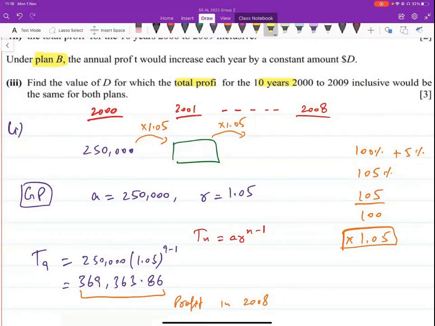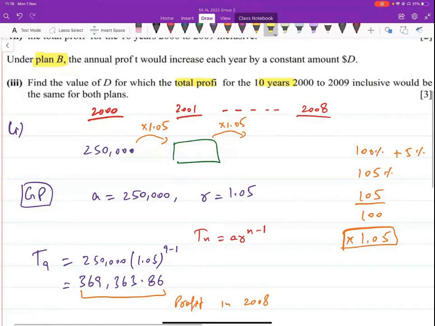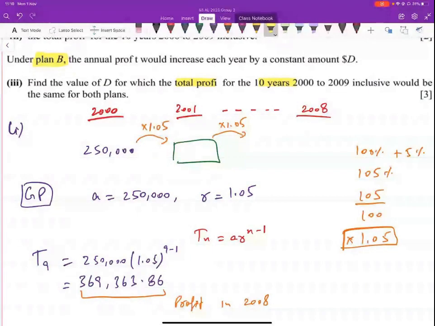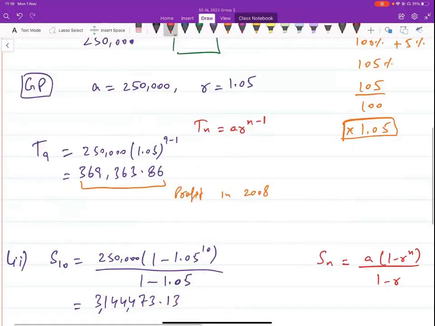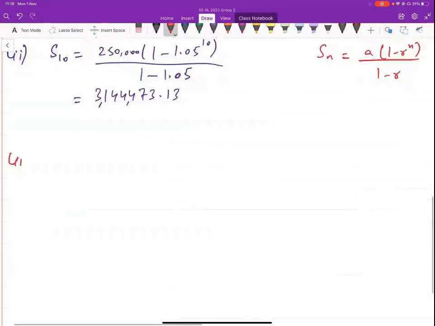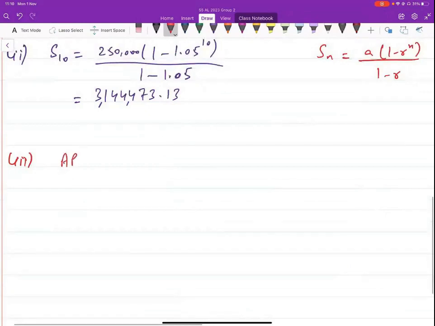So we have to find the value of the difference such that the sum remains the same as the one that we got under plan A. What do we do for this? Sum remains the same. We have already found the sum in the earlier part, right? So all we have to do is find the sum of this AP and put that equal to the sum that we found earlier, right? So now we've got an AP. First of all, let's note that down. We are talking about an AP here.